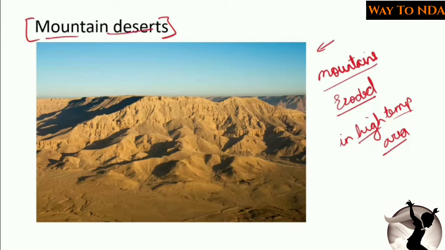So now we have seen the deserts. The types of deserts, if you have to revise: there are rocky, then there are stony, then there are sandy, then there are badlands, and the last one is the mountain deserts. So these are the types of deserts.